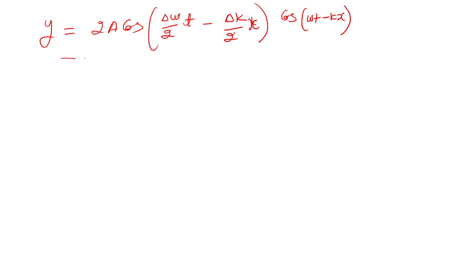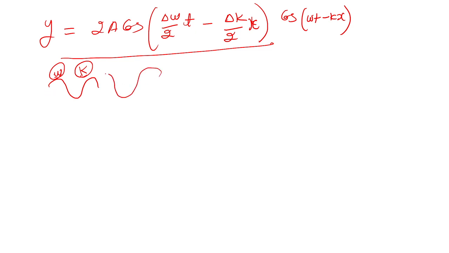Now understand what this equation means. This equation says that there is a wave which has angular velocity omega and wave number, the propagation constant, k, and that is superimposing on another wave. There is another wave whose angular velocity is delta omega over 2, and whose wave number is delta k over 2. These are the two waves, and they are superimposing on each other, and this is the final expression for a wave packet.